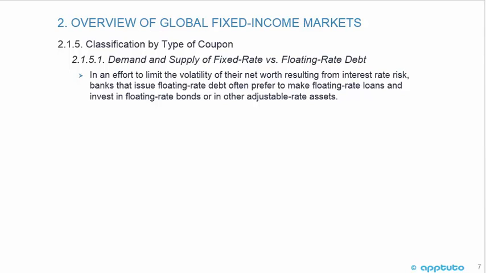So what we're going to look at first is the demand and supply of fixed rate versus floating rate debt. In an effort to limit the volatility of their net worth resulting from interest rate risk, banks that issue floating rate debt often prefer to make floating rate loans and invest in floating rate bonds or in other adjustable rate assets.